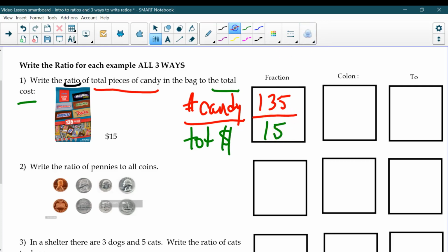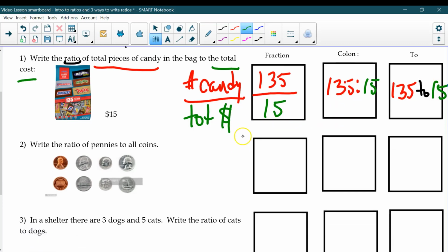Now let's write it with a colon. 135, use the colon, and then 15. And now use it with the word "to". Write it instead of the colon. We're going to say 135, use the word "to", and then 15. 3 different ways to write the same representation of the 2 numbers.